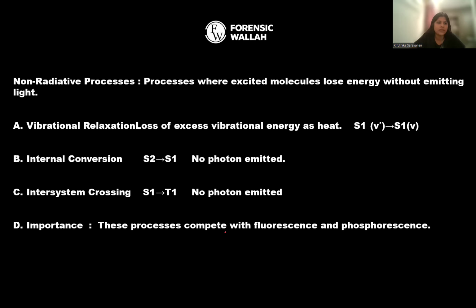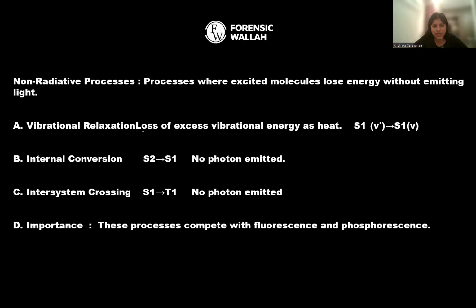Now coming to non-radiative processes. In radiative processes we only have fluorescence and phosphorescence. In non-radiative processes, we have the relaxed state, basically the ground state, where the molecules are not getting excited. Here the excited molecules lose their energy without emitting any light, and that is a non-radiative process.